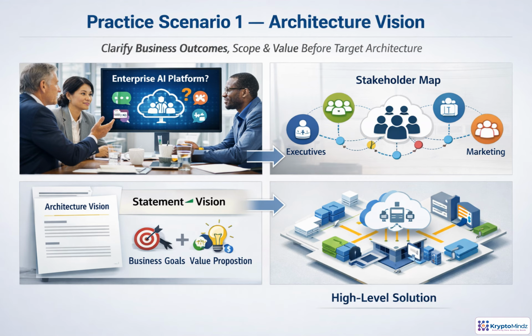Imagine executives ask for an enterprise AI platform, but each group means something different. One wants productivity, another wants customer insight, and another worries about risk. That is not the moment to design Azure services in detail. The architect's first move is to shape the architecture vision, confirm sponsorship, define scope, capture stakeholder concerns, and agree on business value and success measures. Artifacts like the stakeholder map, value proposition, and statement of architecture work keep the effort grounded.